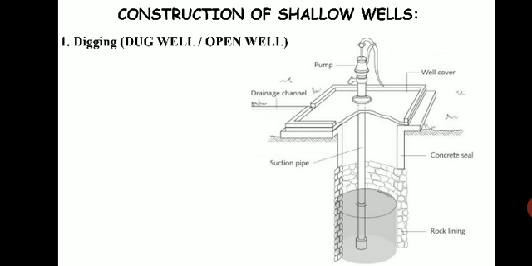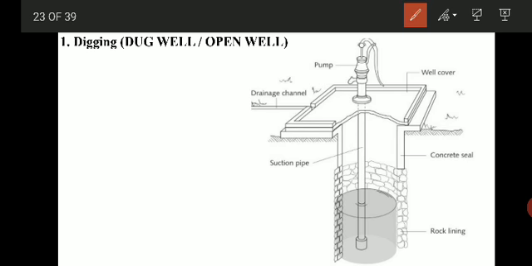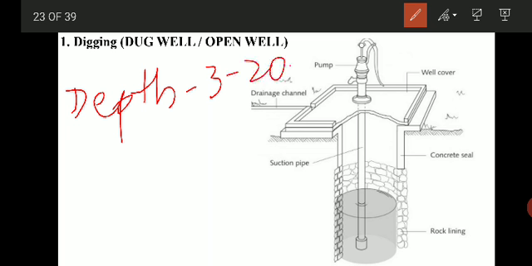The depth of such wells, as in the image you can see, varies from 3 to 20 meters. Depending upon the position of the water table, we have to decide the depth of the well. These dug wells usually have a large diameter ranging from 1 to 10 meters. So this is the diameter of the well.